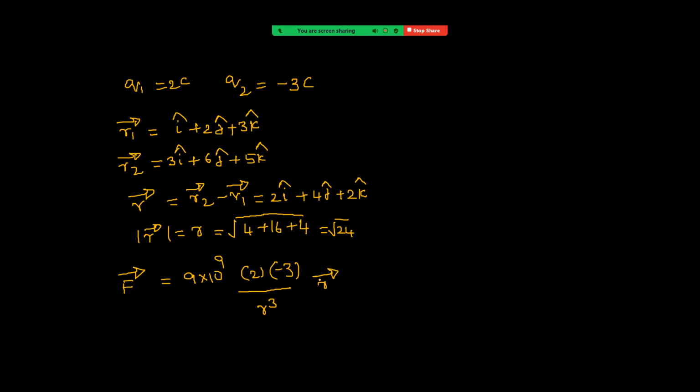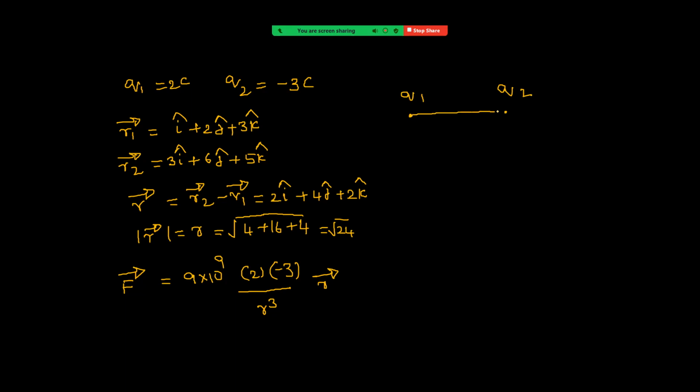Now here we have to understand that this is a 2 and this is a minus 3. So this value is negative, which means the force is opposite to R bar. That means if you see here, Q1 and this is Q2.